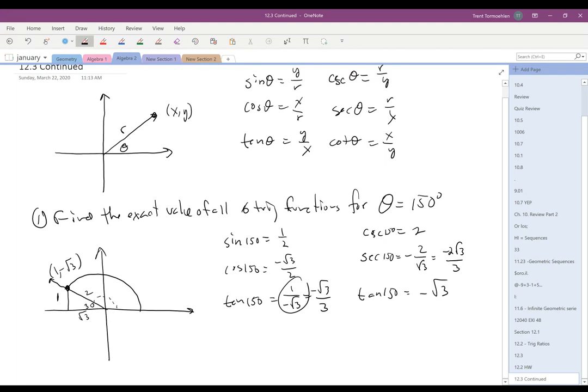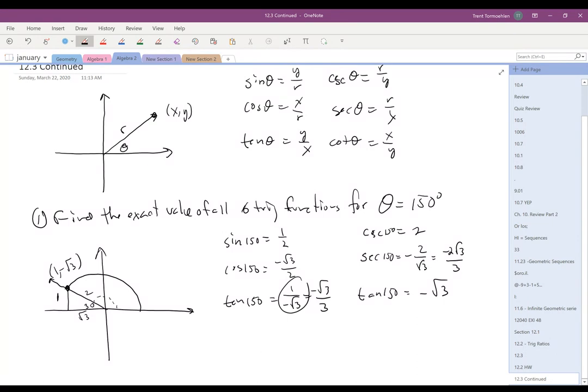Now, please pay attention to these values. When you start seeing things like root 3 over 2 and root 3 over 3 and 1/2, please, please, please, in your brain, that needs to get connected very tightly with 30, 60, 90 degree triangles. And now you've got to go through and figure it out on the sheet, but those need to be connected together.